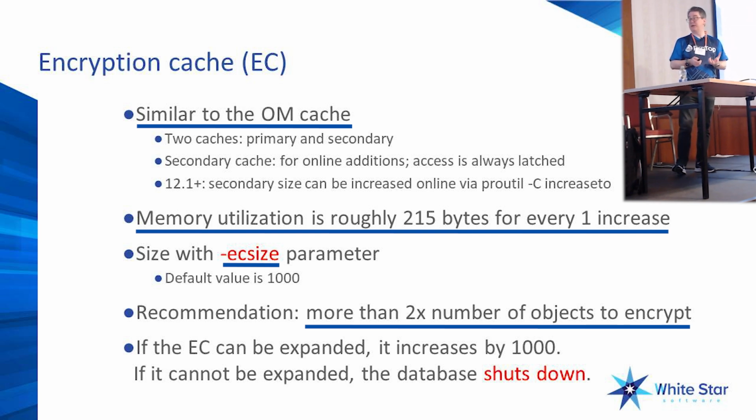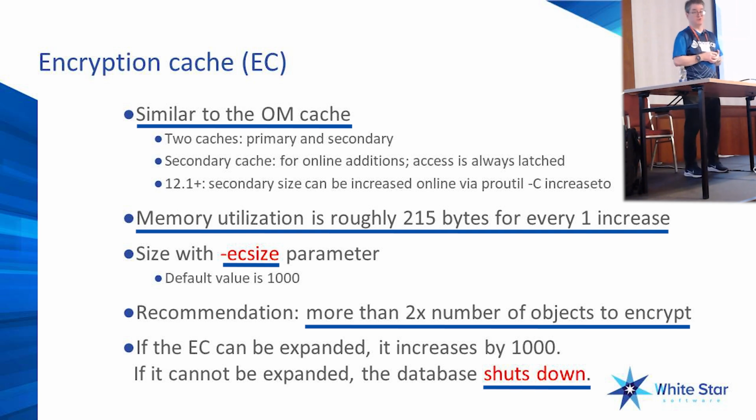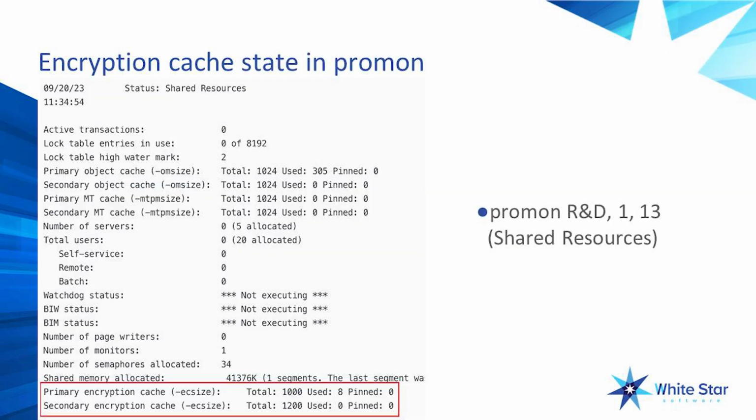The EC will expand if it needs to. It'll go up in increments of 1,000, but if it can't increase, if there isn't available excess shared memory, then the database will shut down. So that's why I say don't be stingy. You can increase it online, but only in 12.1 and later. And there's a screen in Promon, shared resources, which you may be familiar with. This is where we can see the OM cache as well. And at the bottom of the screen, we see the entries there for the EC primary and secondary.